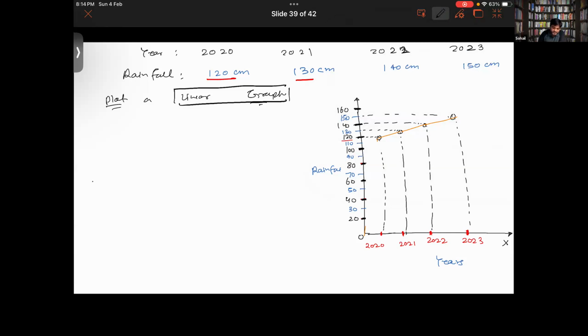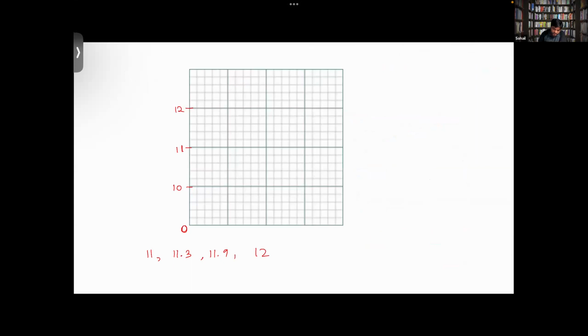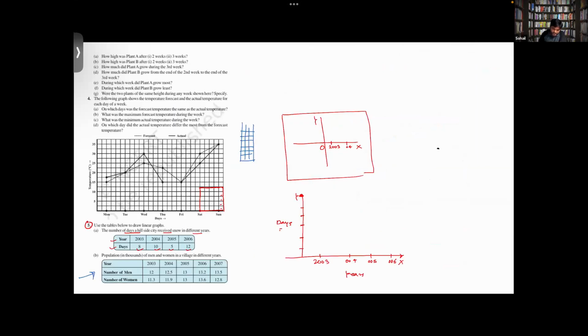Okay, so guys, let's do the question number B from this one. The question says that population in thousands of men and women in a village in different years are shown as follows. In 2000 year, 12,000 men were there, 11,300 women were there. So as follows, the values are given here.